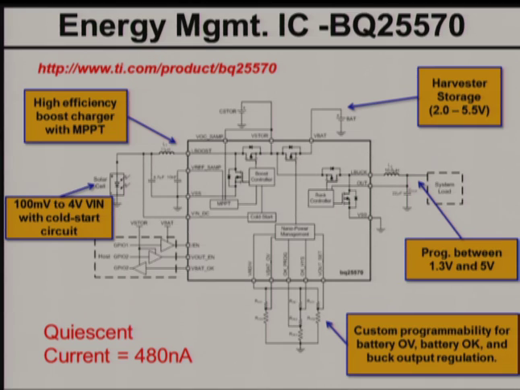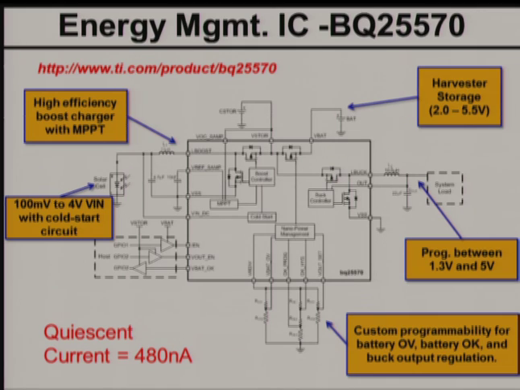Power levels, it can handle from a few microamps all the way up to 100 milliamps at the input, the current levels, I mean. And on the output side, it provides regulated voltage between 1.3 and 5 volts. And the battery can be anywhere from 2 to 5.5 volts.